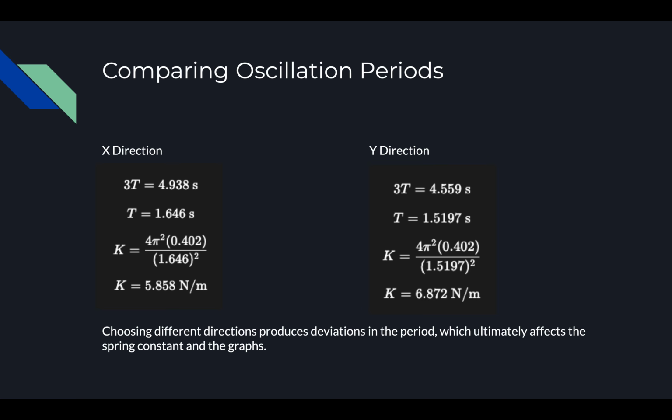Comparing oscillation periods. In the x direction, we have that 3T equals 4.938 seconds, so we can get the original period, and then we use that period to get the stiffness, which is 5.858 newtons per meter. We do the same thing in the y direction, but we get a different stiffness, which is 6.872 newtons per meter. So choosing different directions produces deviations in the period, which ultimately affects the spring constant in the graphs.